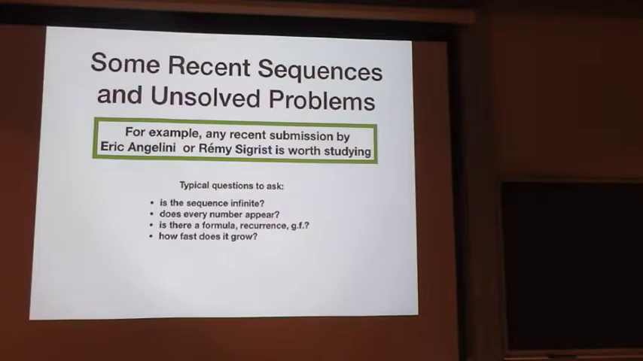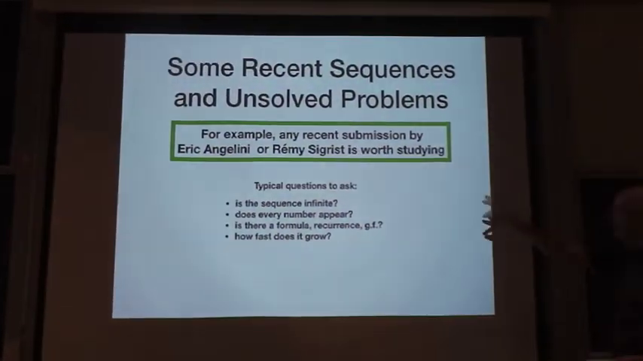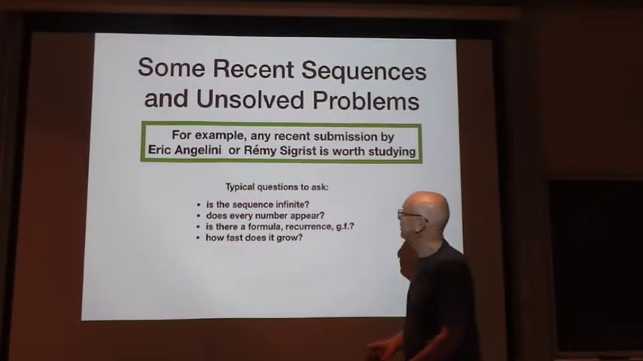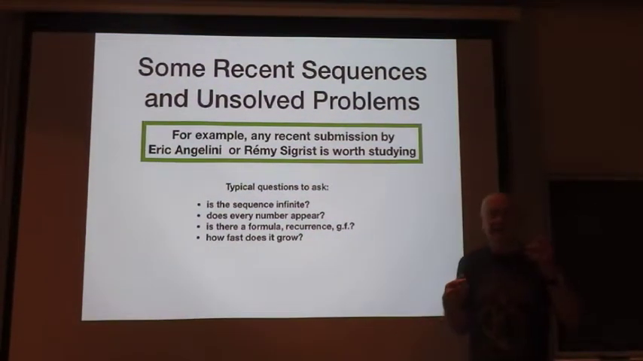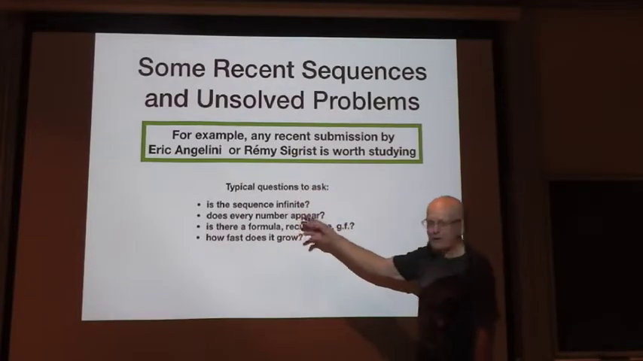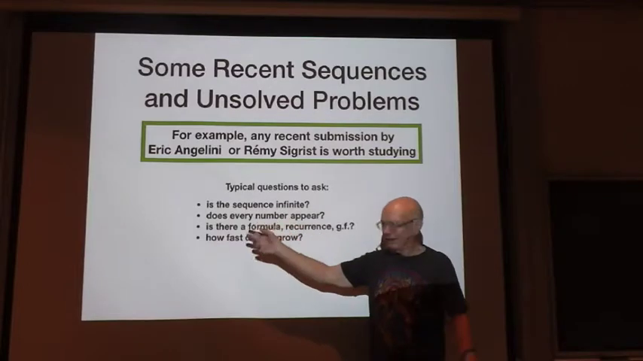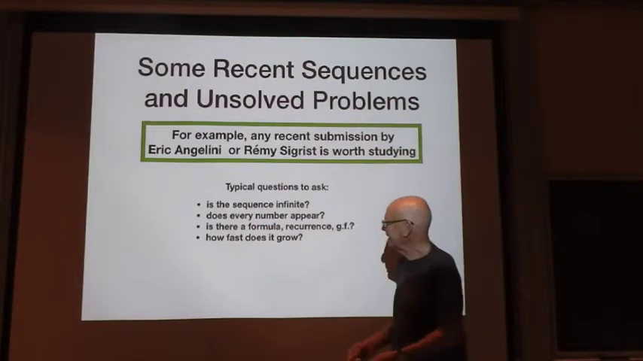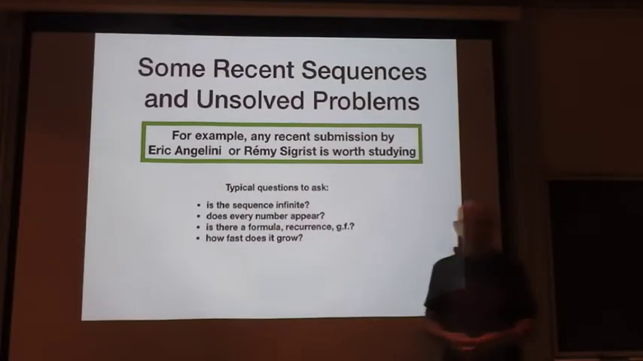So the last section, the last 5 minutes, we started I think a minute late: some recent sequences. One thing I want to mention is that any recent submission by Eric Angelini or Rémy Sigrist is worth looking at. They have been sending in a lot of lovely sequences. When you look at their work, you should ask the usual questions. Is the sequence infinite? Does every number appear? Is there a formula? How fast does it grow?